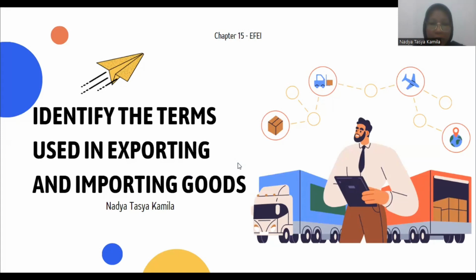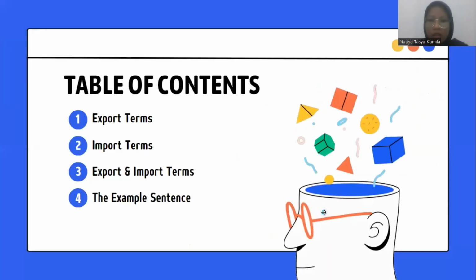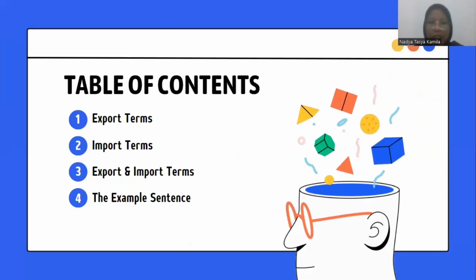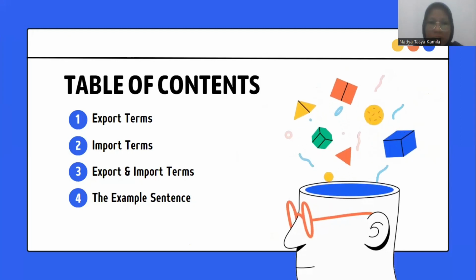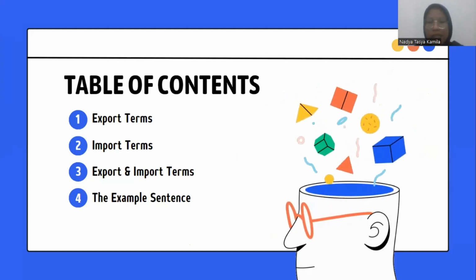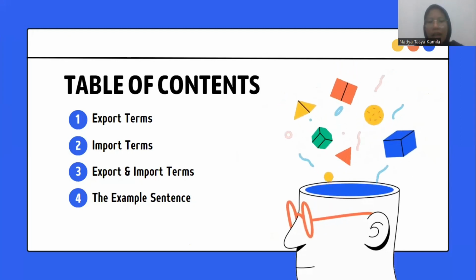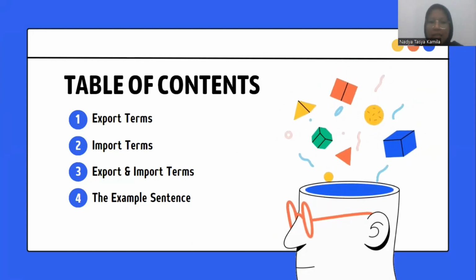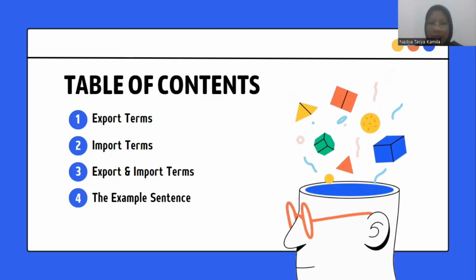My name is Nadya Tasya Kamila, and today I would like to present about how to identify the terms used in exporting and importing goods. So we have four types. The first is export terms, the second is import terms, the third is export and import terms, and the last is the example of sentence.